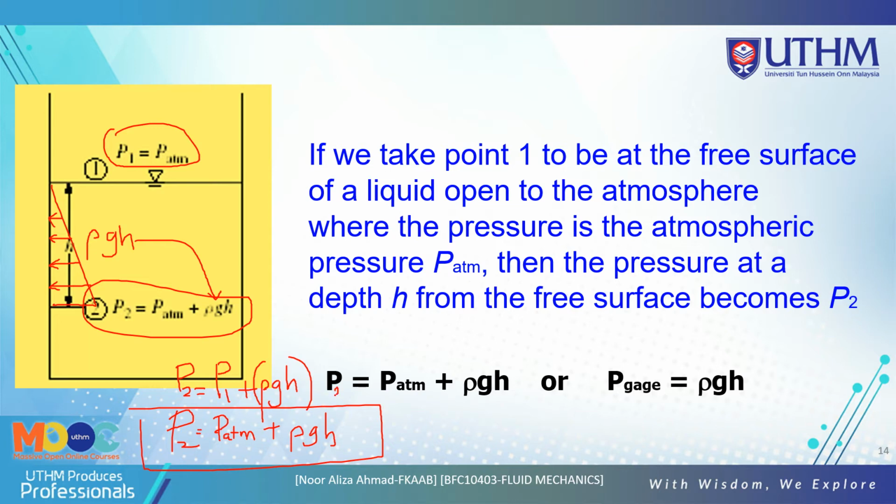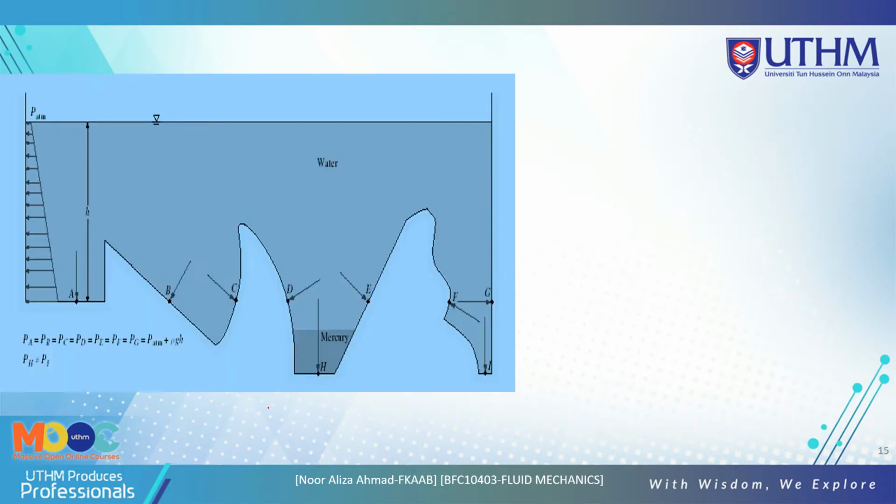So this is pressure 2, and we know that the gauge pressure is rho g h. Sorry, this is called the pressure gauge. So gauge pressure is density times g times H.